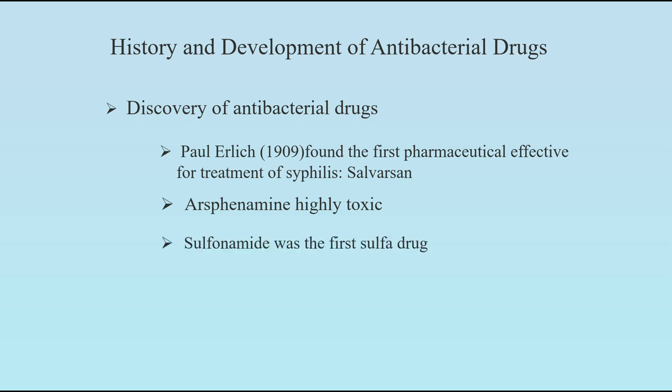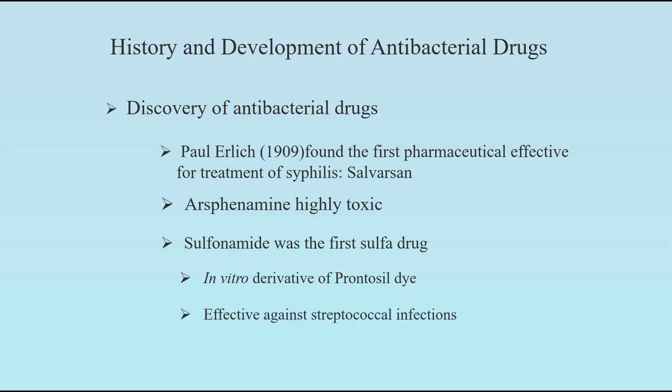Then later on, sulfonamide was the first sulfur drug, and it is actually an in vitro derivative of prontosil dye. And this sulfonamide drug is active against streptococcal infections. So most of the streptococcal infections occur in the throat or in the chest region. Sometimes they are also connected to urinary tract infections.